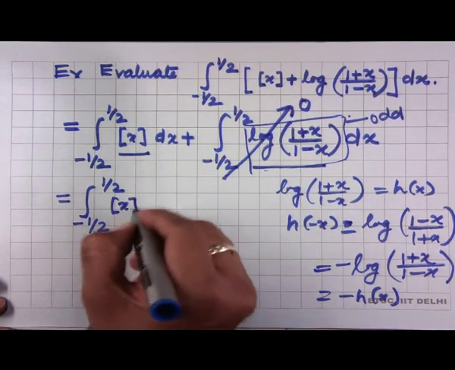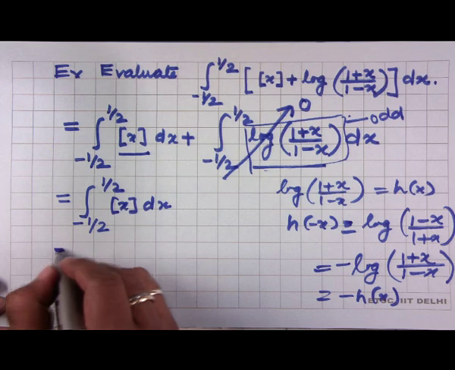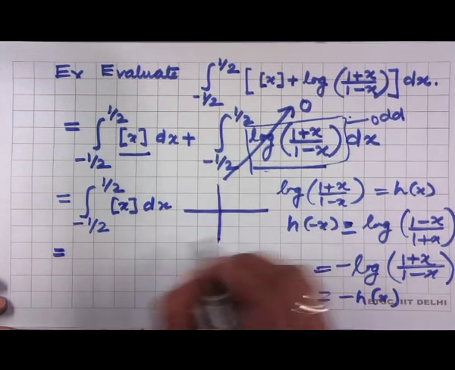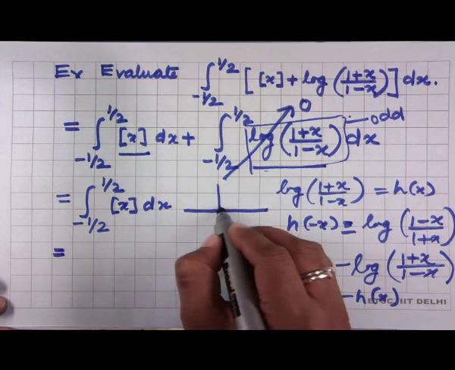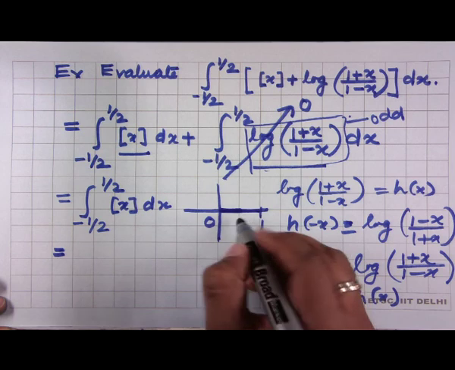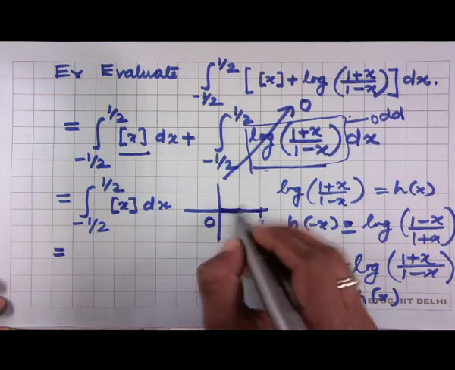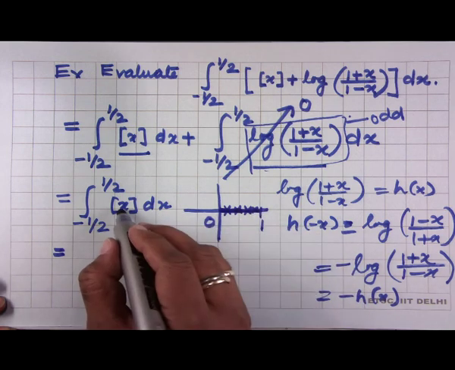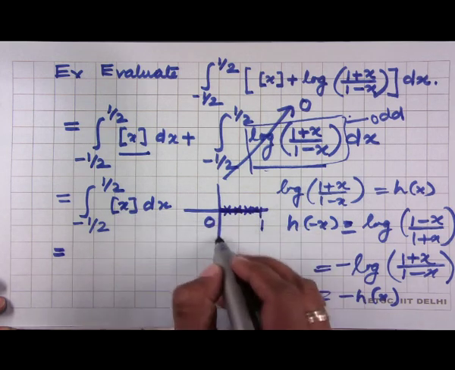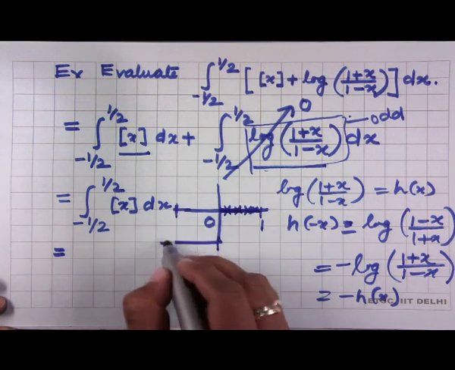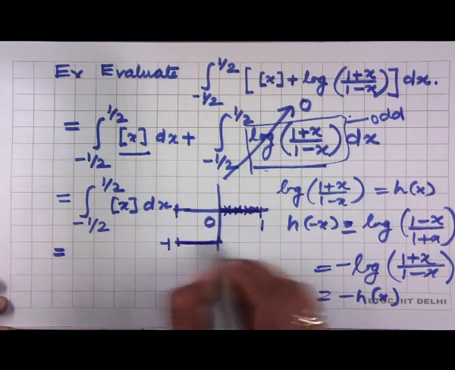the greatest integer function x dx. So the greatest integer function takes value 0 between... so this is the plot for the greatest integer function from 0 to 1, and then from minus half to 0, that is from minus 1 to 0, actually it takes value minus 1.